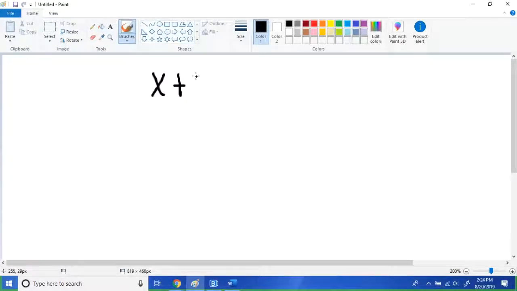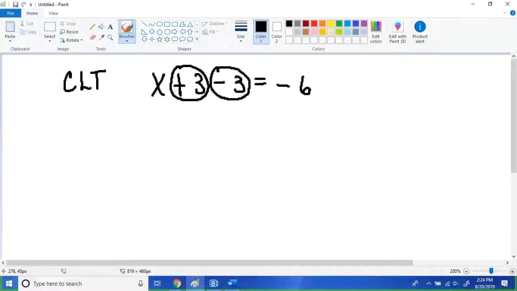x plus 3 minus 3 equals negative 6. Here on the left side of the equal sign, I have two integers that we can combine. They're like terms. A positive 3 and a negative 3 is going to equal 0. They're just going to cancel each other out. So I'm going to bring down x equals a negative 6.